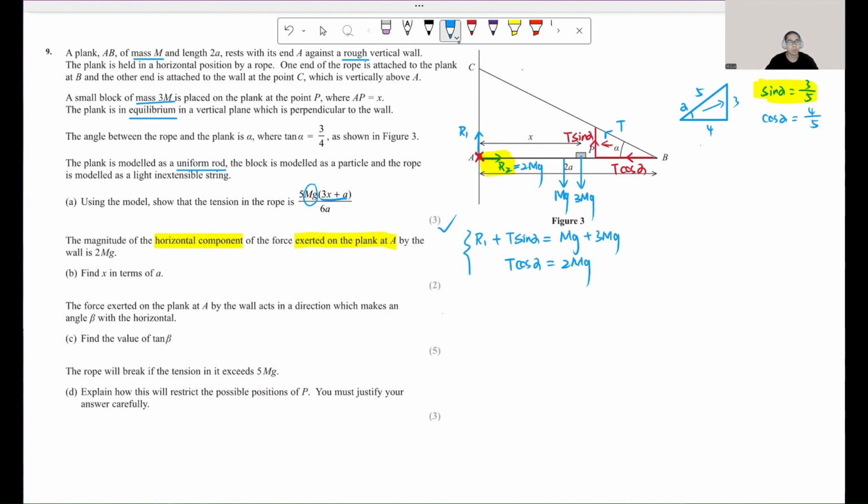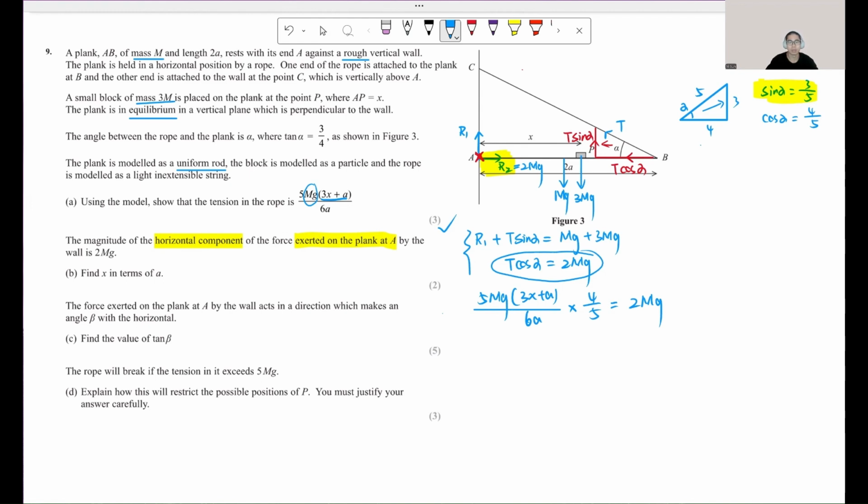And then we're looking for x in terms of a. So that means we only need to use this one. Tension, we already worked out from part A, so we can just use it. So 5mg times 3x plus a, and then over 6a. And then cos alpha, we already know, is equal to 4 over 5. And then that's equal to 2 times mg.